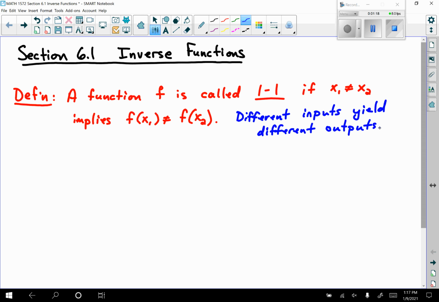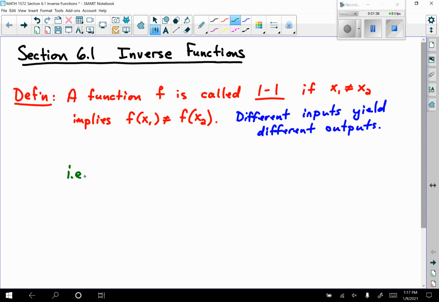Whenever I explain what a function is, remember how that has to pass a vertical line test? And for a relation to be a function, we want all x values to be different. So here we also want all x values to be different, but then we also want all y values to be different.